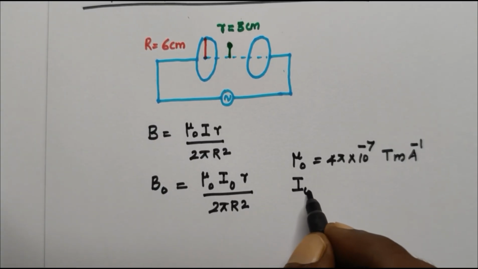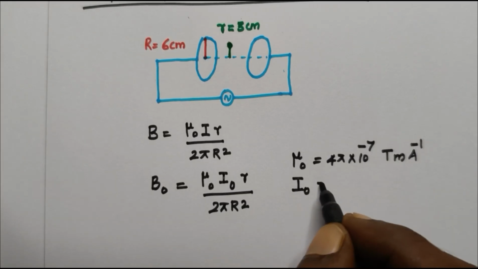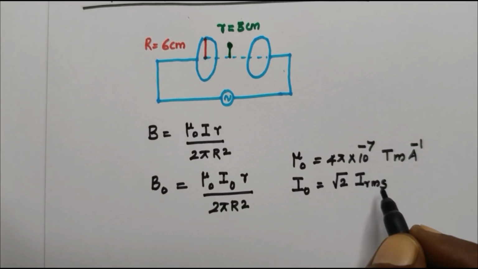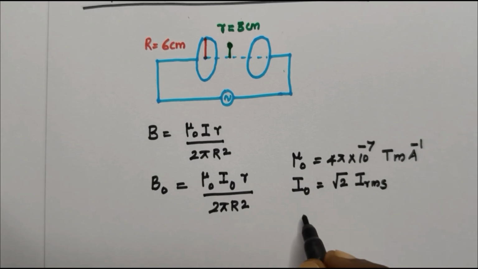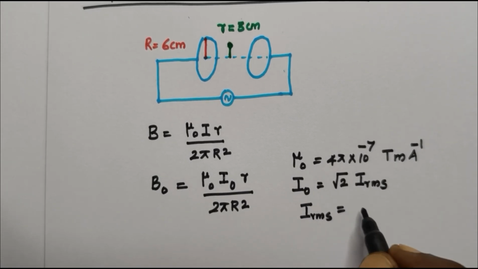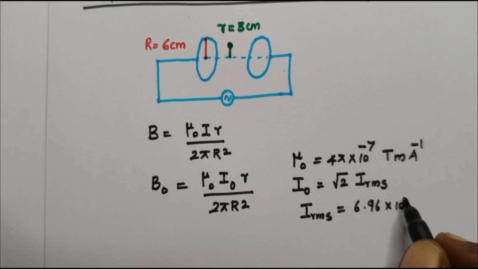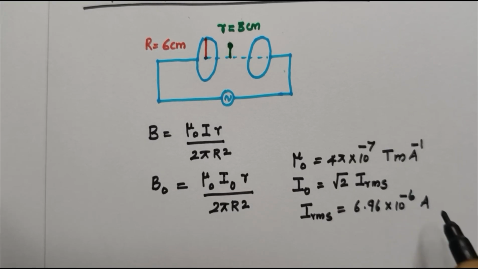I0 is the amplitude of current. The amplitude of current is equal to root 2 IRMS. We know the RMS value of current. RMS value of current is already determined. This is equal to 6.96 into 10 to the power minus 6 ampere.